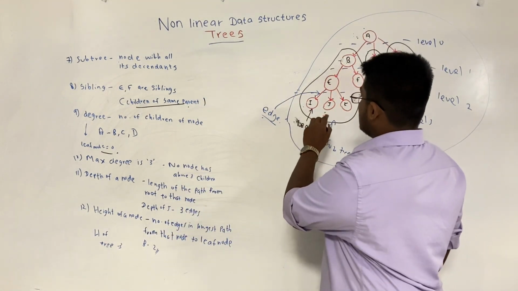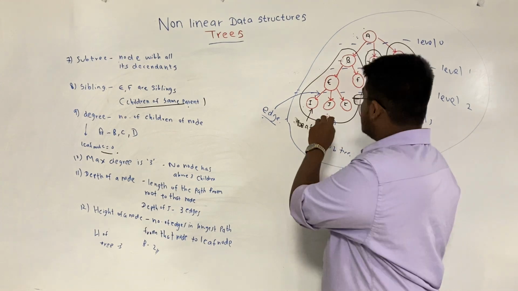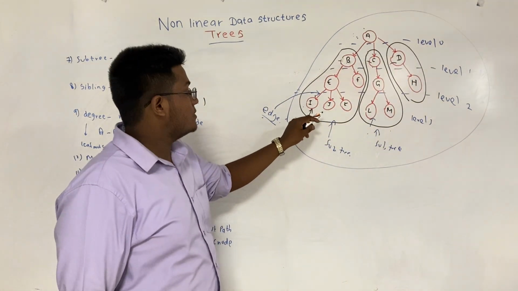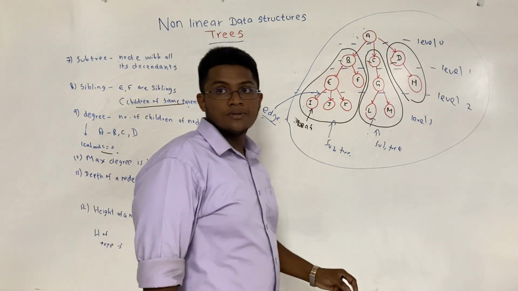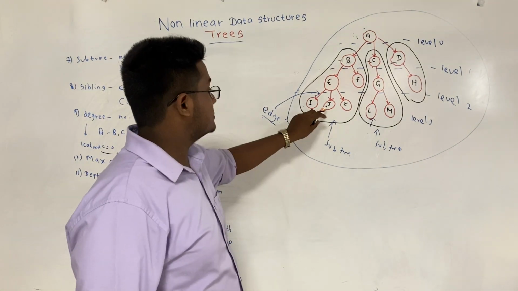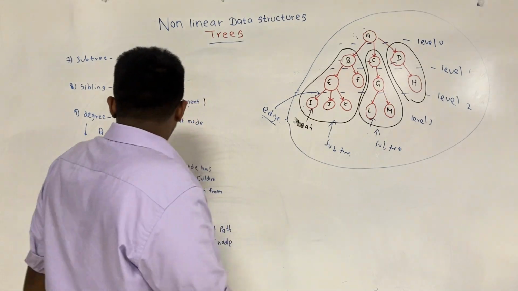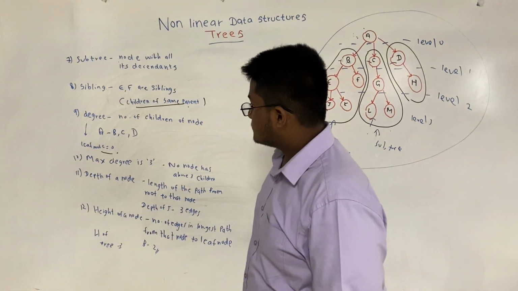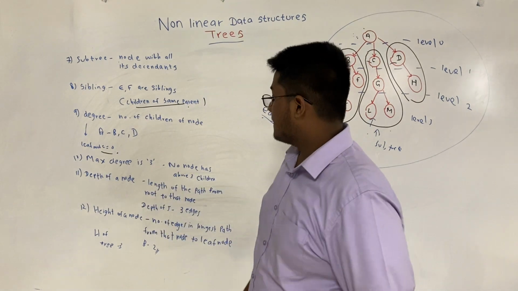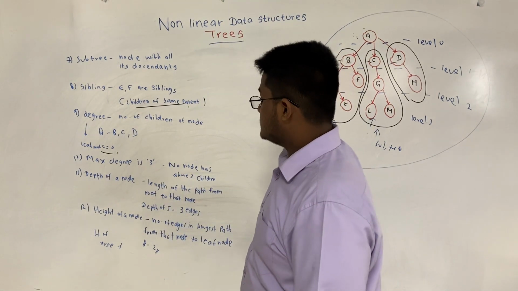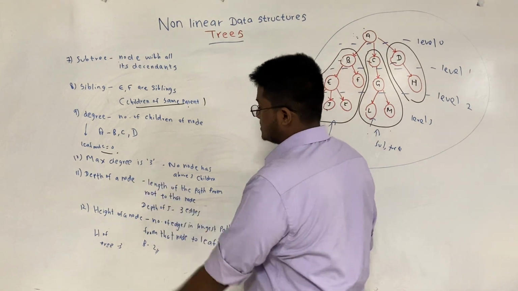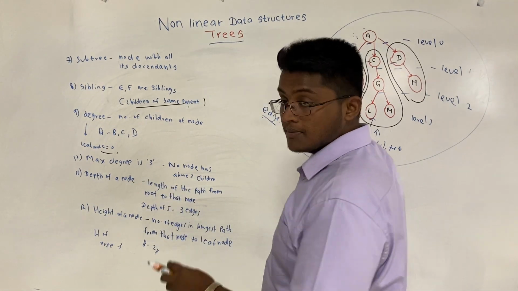You can see what is the degree of J. You can see that J is a leaf node. So I told you that the degree of a leaf node is equal to 0. So this is 0, right? Next, we are moving to maximum degree, right? So in this tree, the maximum degree is 3. So why?